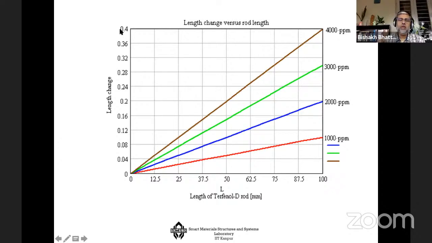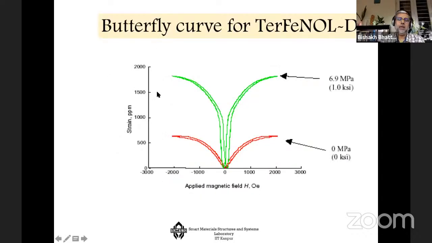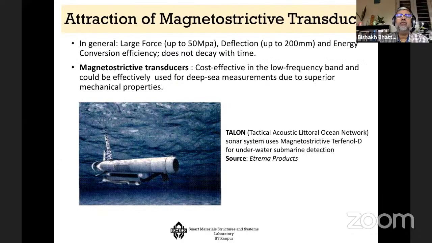So it is quite small, but the force, if you can stop this change, is actually very high. And these things invariably work like a butterfly. That means you reverse the magnetic field, you are once again going to see expansion in the system. So reversal of field will not take you to a negative strain, but only to expansion.